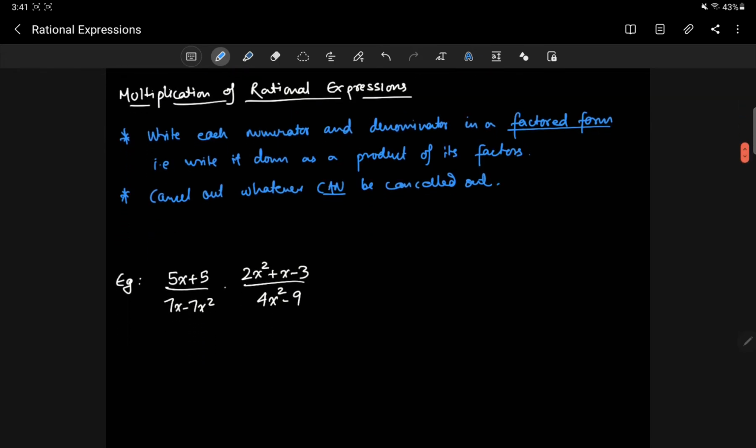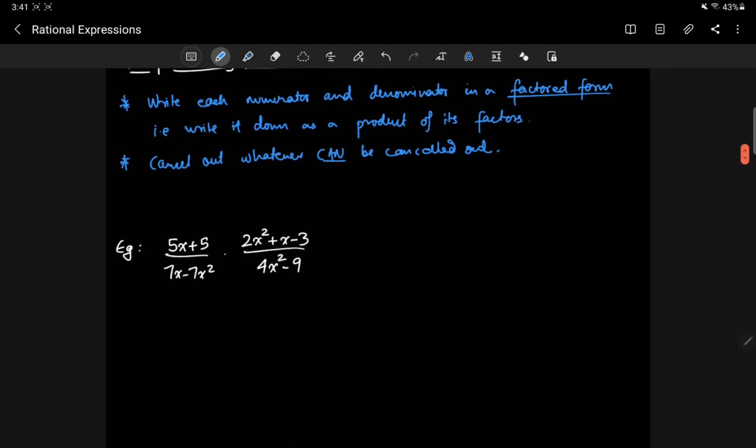So let's do that. So right here I have (5x + 5)/(7x - 7x²) and a trinomial, and then another thing here. So let's work on them one at a time. Now this is pretty simple. This just factors as 5 times (x + 1).